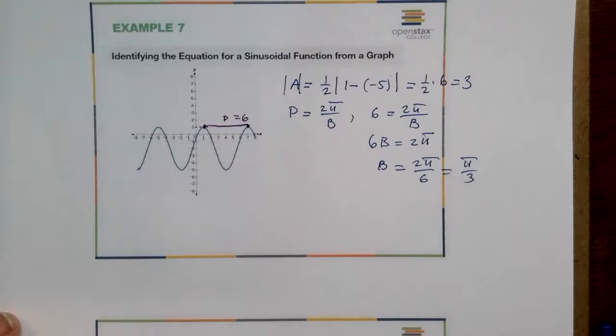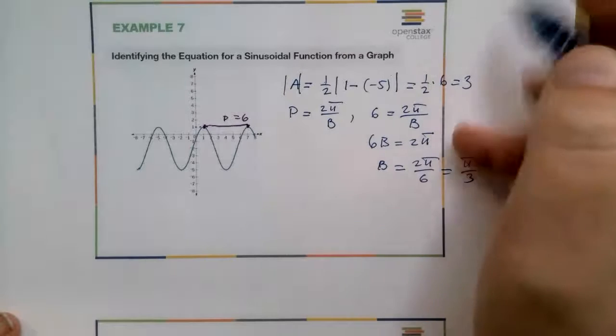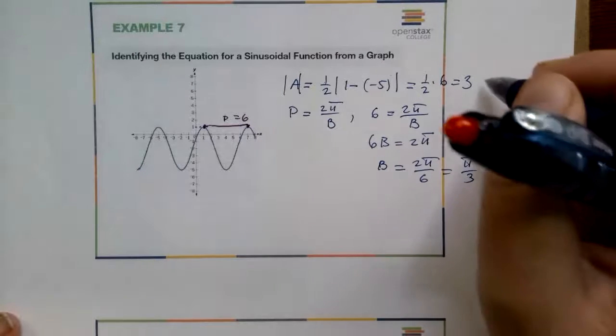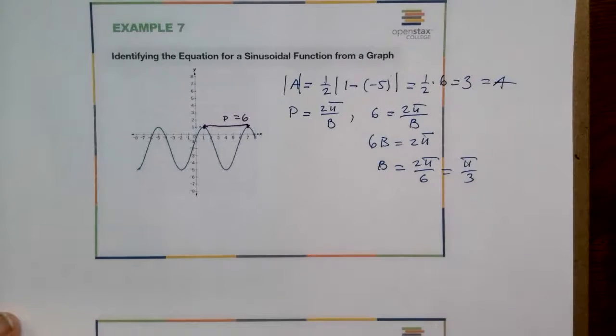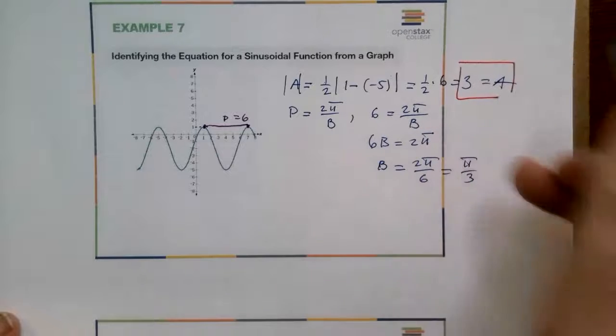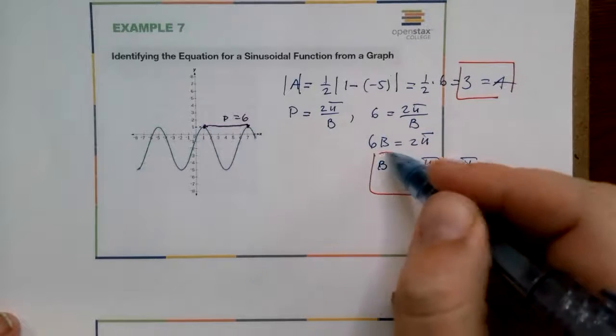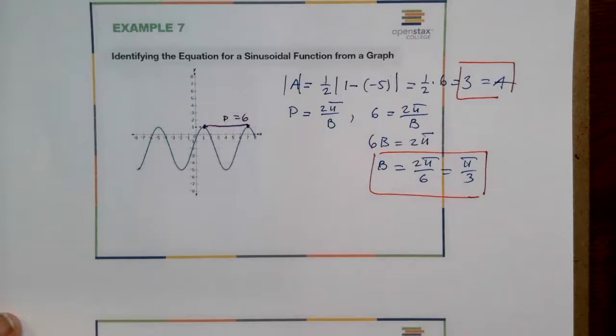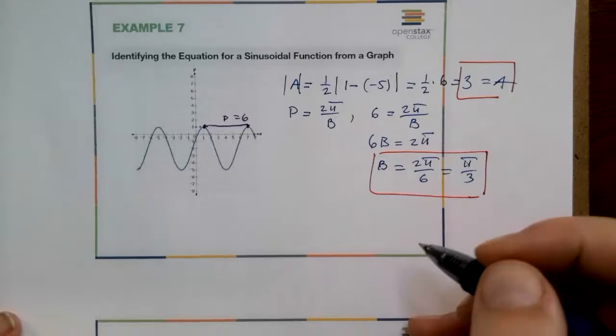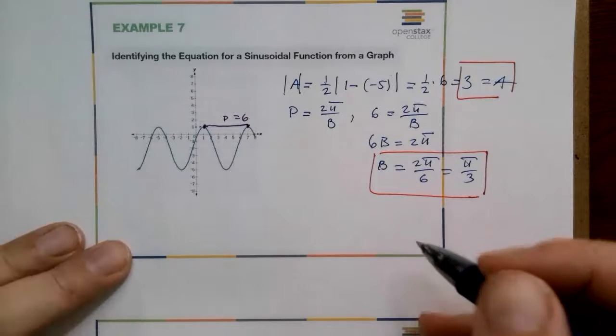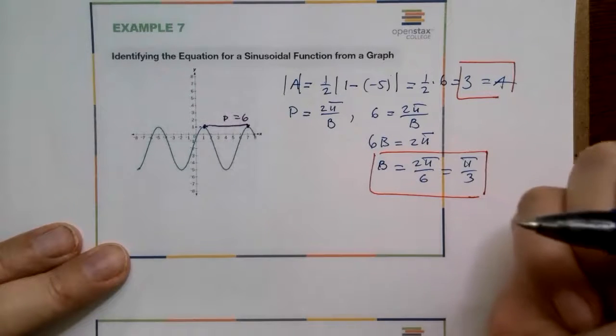Next, let's circle what we got so far. We got a is 3. We got b is pi over 3. Next, let's identify c. Okay, and c is our phase shift.